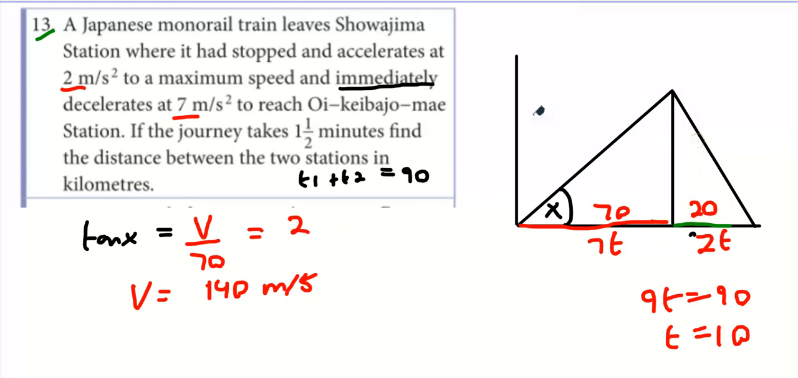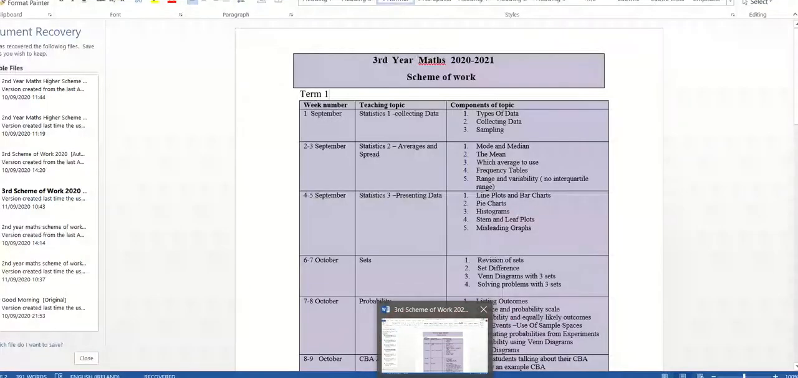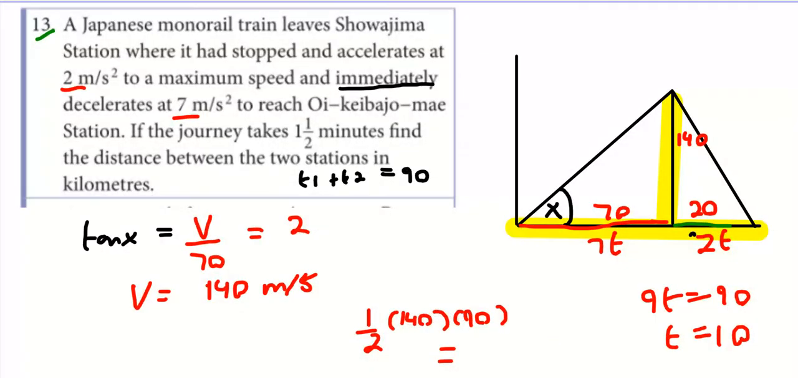Are we capable of getting the area of the full triangle now? Can we get it all in one go? I need base times height, don't I? We know the height is 140 and we know the base is 90. So I have 140 times 90. And what do you get? 2,000? 6,300. Whoa. 6,300. Anybody got that out? One good, 2 guys, 3 guys. All right. All good?